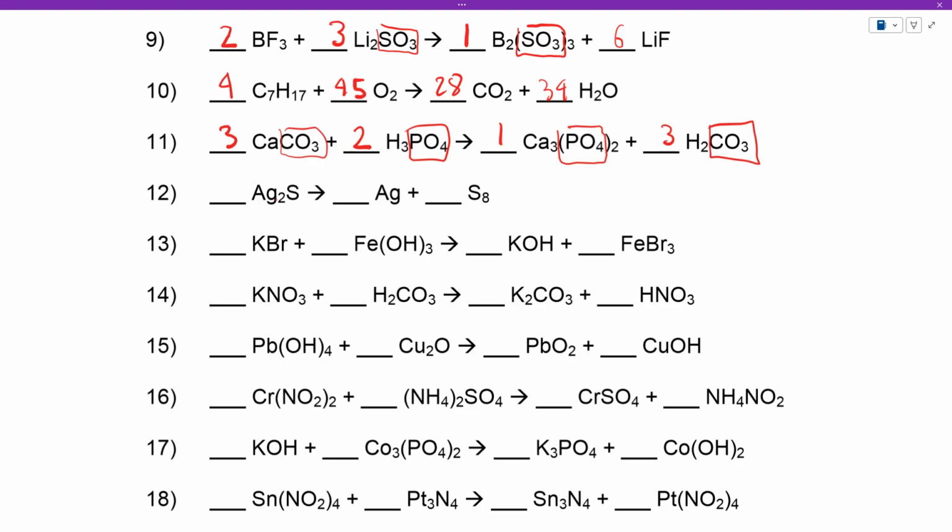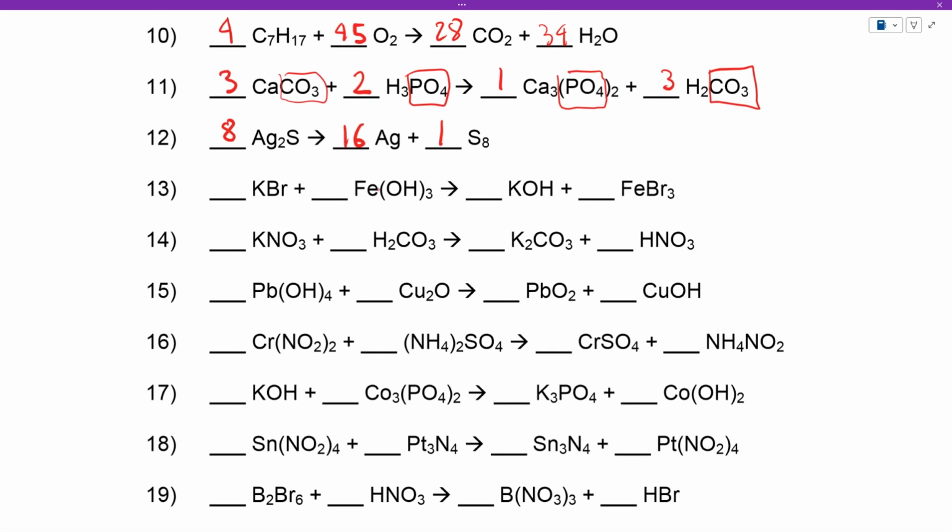Next we have Ag2S yields Ag plus S8. So over here we have two of this Ag, which is silver. So let's put 2 over here. And over here we have 8 of this sulfur, but on here we have 1, so this should be 8, which changes the silver as well. So this is 8 times 2 is 16 now. So we just put 16 down. And let's double check. 8 times 2 is 16 silver, 16 silver over here, 8 sulfur over here, 8 sulfur over here. This equation should be balanced.